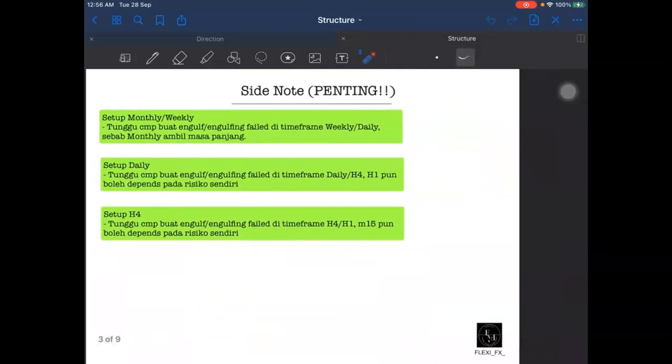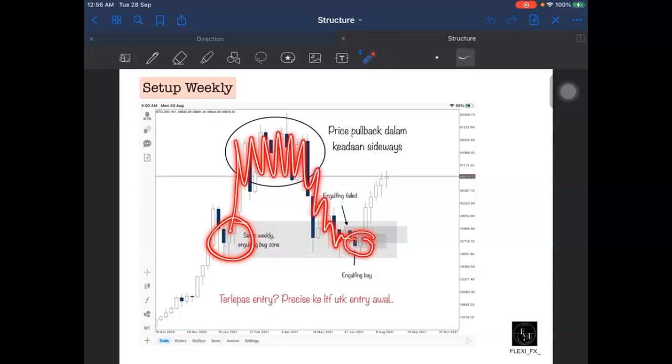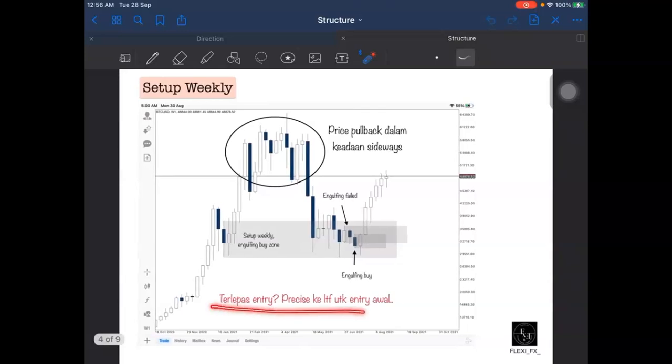So let's say in weekly we can see engulf, and you see price pulls back by sideways, and then forms another engulfing buy. So we will look for confirmation to entry buy over here. Alright, so let's say you miss your entry. We will precise to a lower time frame to entry earlier.